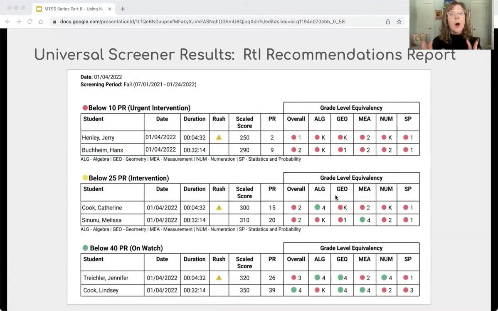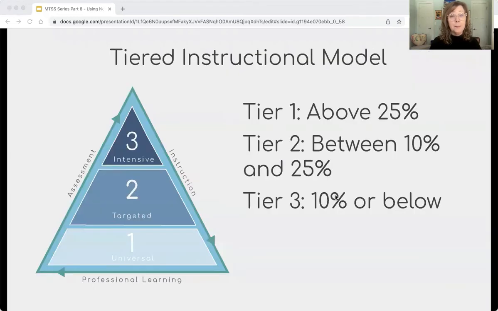Our Universal Screener Results RTI Recommendations report provides this information. This report will show the student's scaled score, their percentile rank, along with the grade level equivalencies for all domains, as well as the overall score. And then the list is broken down by intervention groups to easily see who needs intervention.